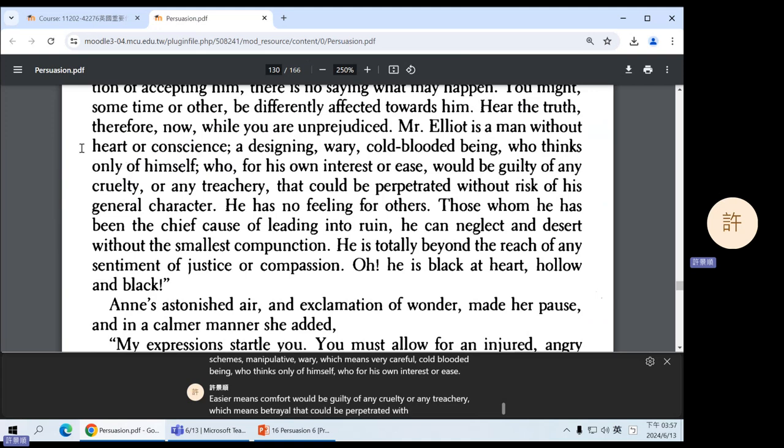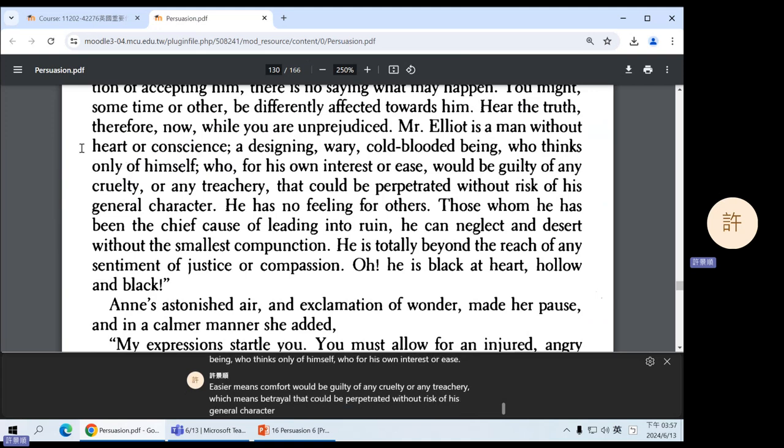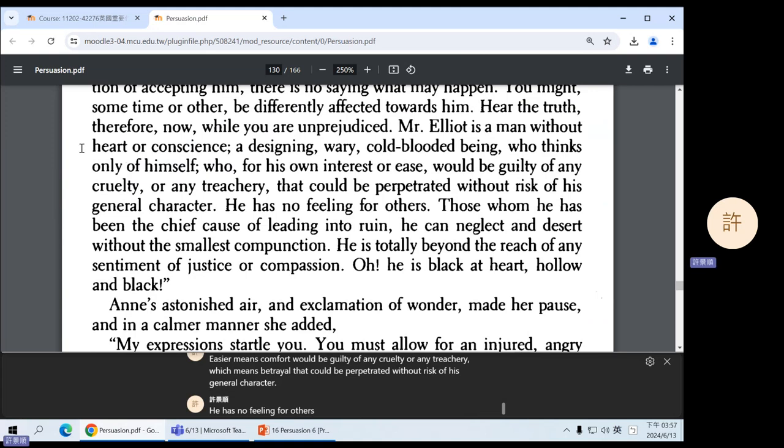perpetrated without risk of his general character. He has no feeling for others. Those whom he has been the chief cause of leading into ruin, he can neglect and desert without the smallest compunction. So when he leads other people into ruin, when he ruins people, he can just walk away and not feel a thing. Compunction means guilt. He is totally beyond the reach of any sentiment of justice or compassion. Oh, he is black at heart, hollow and black.